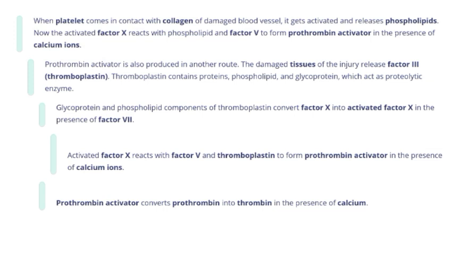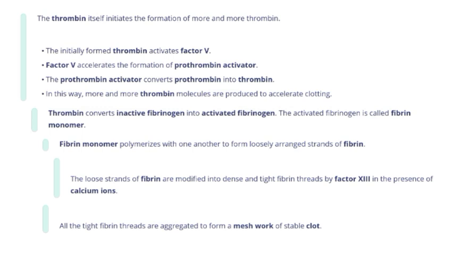Prothrombin activator converts prothrombin into thrombin in the presence of calcium. The thrombin itself initiates the formation of more and more thrombin. The initially formed thrombin activates factor 5. Factor 5 accelerates the formation of prothrombin activator. The prothrombin activator converts prothrombin into thrombin. In this way, more and more thrombin molecules are produced to accelerate clotting.